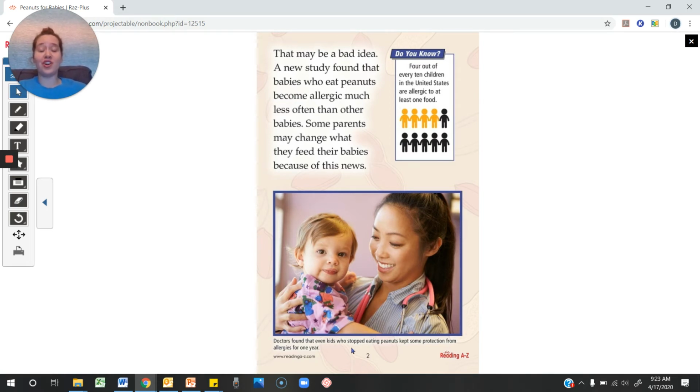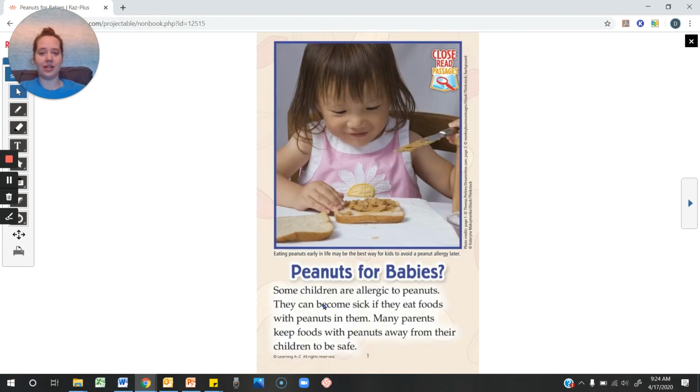Remember, captions are an important part of a nonfiction text, and they give us more information. You might find a detail in the captions for these photographs that help support the main idea. Doctors found that even kids who stopped eating peanuts kept some protection from allergies for 1 year. And the caption under this photograph says, eating peanuts early in life may be the best way for kids to avoid a peanut allergy later.